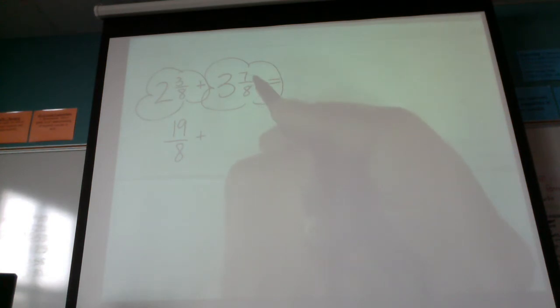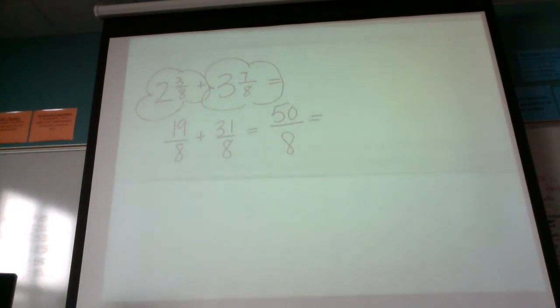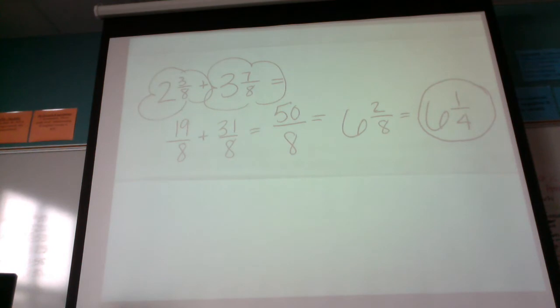plus 31 eighths. Common denominator is 8. 19 plus 31 is going to be 50. How many whole times can 8 go into 50 without going over? 6 whole times, 2 eighths left over. That's going to be 6 1/4. Okay? So that's one way. You can popcorn it right off the bat with those mixed numbers.